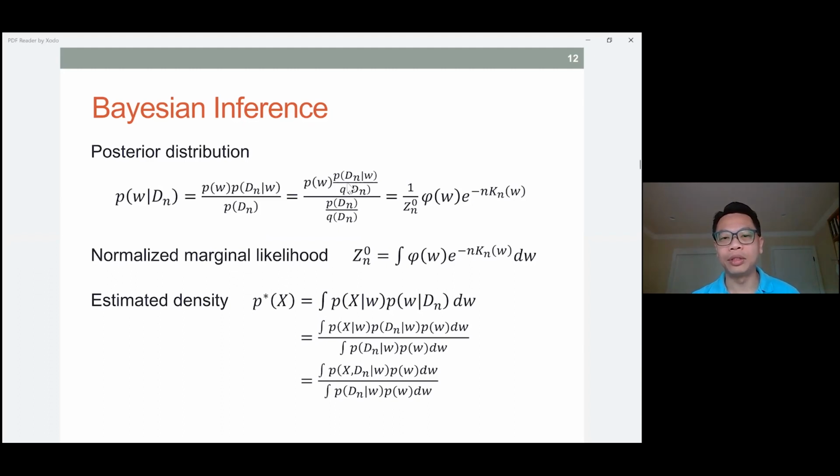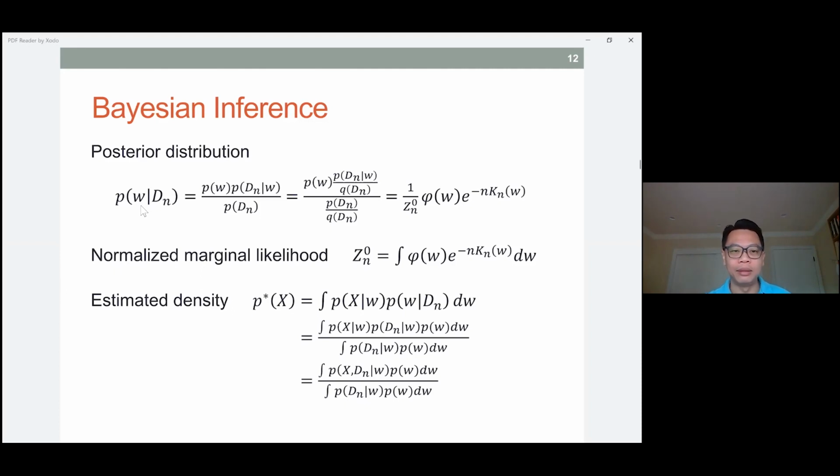So what I would do is normalize the distributions here by dividing by the true distribution. Again, I have this likelihood ratio. If you expand it out, it becomes the initial prior phi of W times e to the power of minus n K_n, which is my log likelihood ratio, divided by Z, and Z is a normalization factor that makes this a probability distribution. So Z_n is going to be the integral of this entire thing over W, which makes this into a probability distribution.